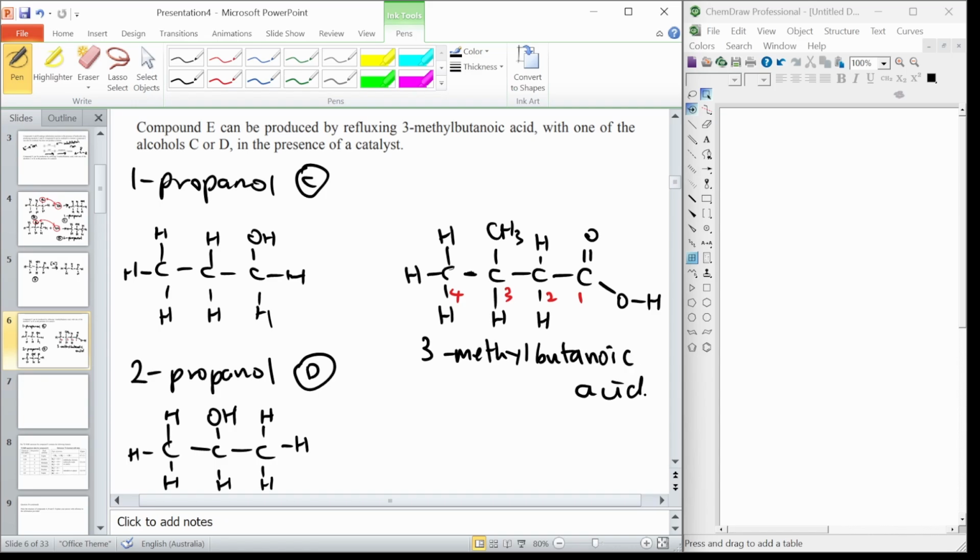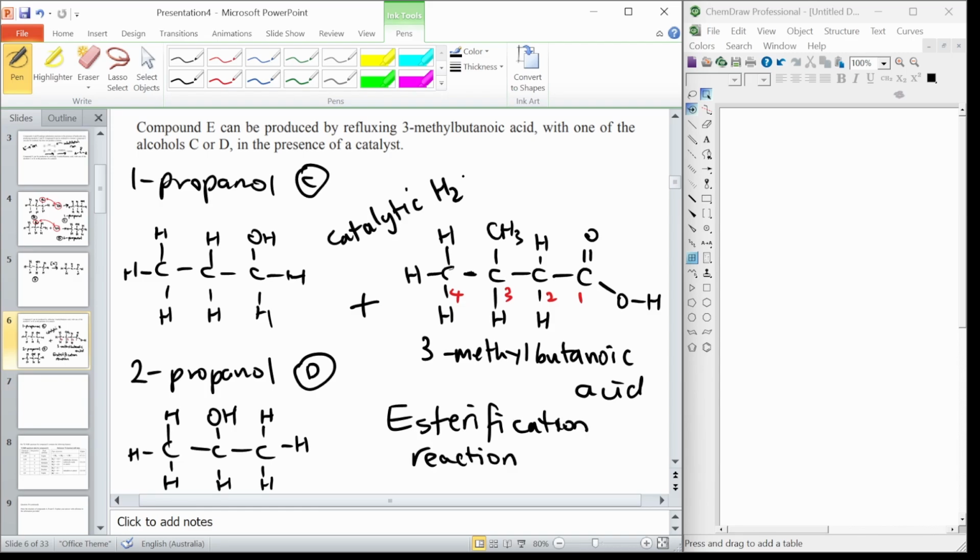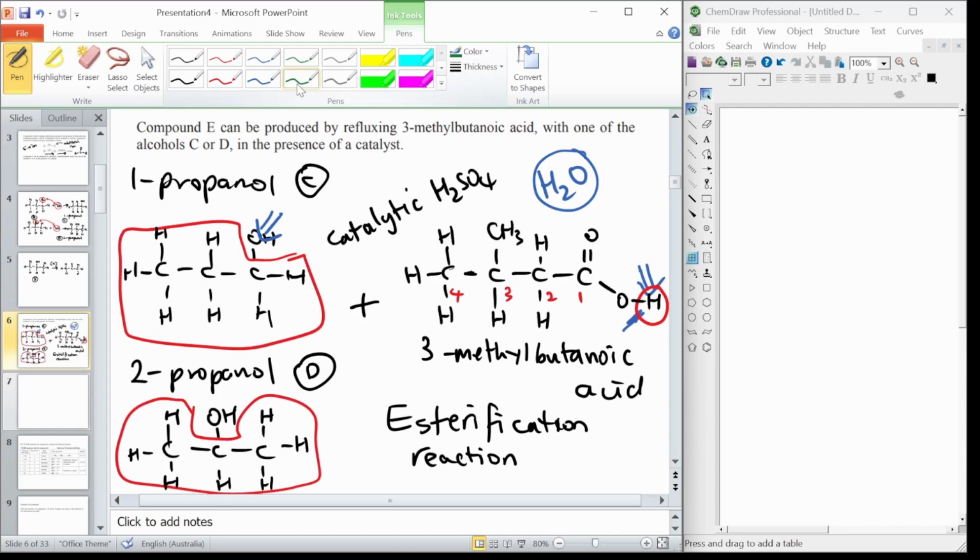Compound E can be produced by refluxing 3-methyl-butanoic acid with one of the alcohols C and D in the presence of a catalyst. So what we have here is an esterification reaction. The catalyst would be a catalytic amount of H2SO4. So basically we're going to replace this hydrogen with this part or this part. We are now going to use proton NMR to figure out which combination is correct.